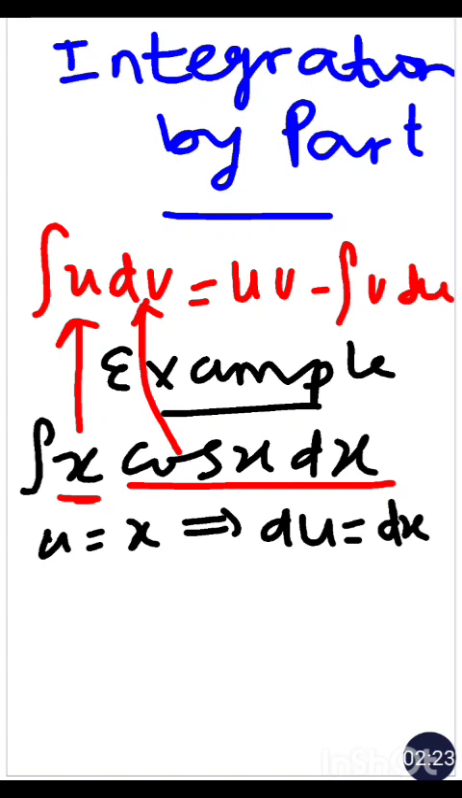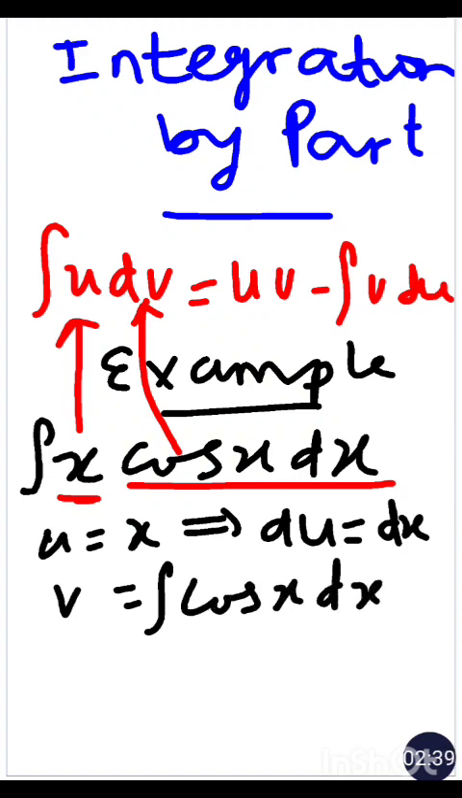Now integrating also, to have v, dv is equal to cos x dx. It means v is simply the integral of cos x dx. And when you integrate cos, it gives us sine. We have sin x. So we have obtained our v here.